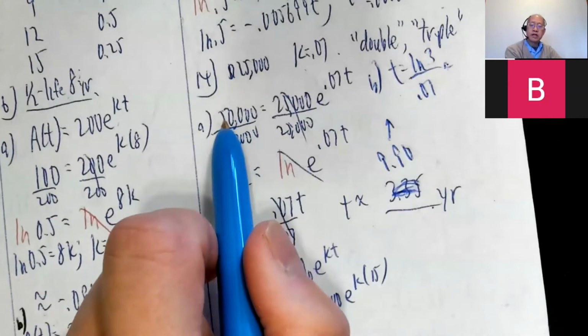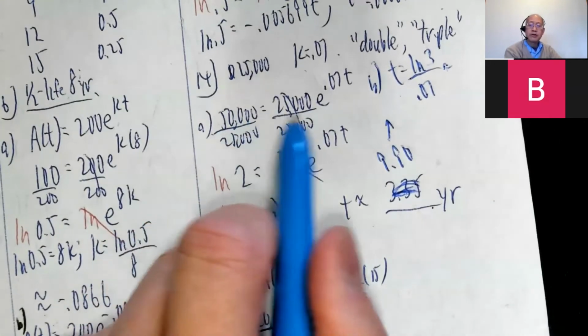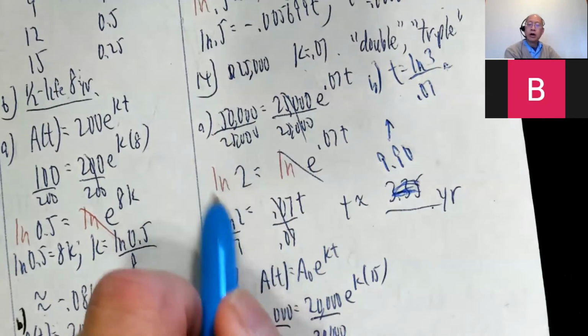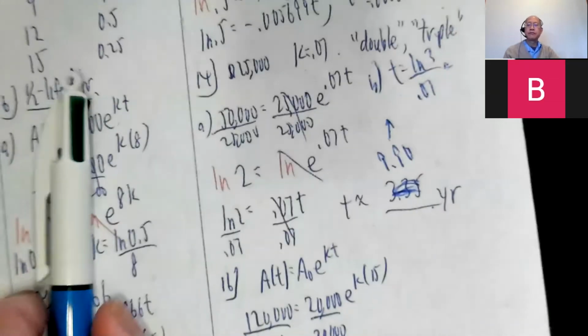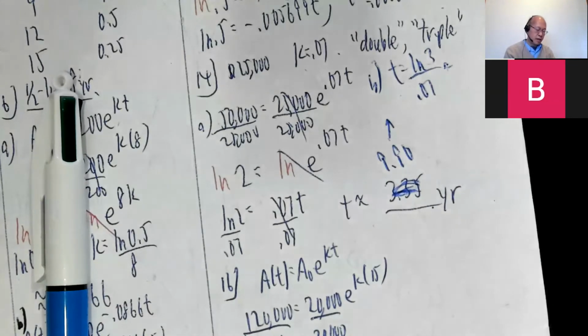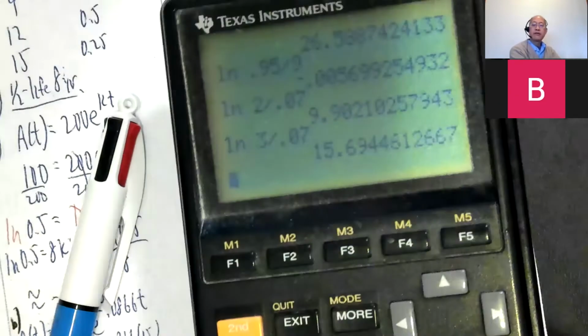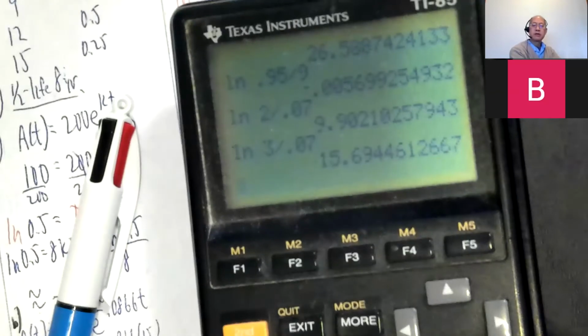So triple, you would put 75,000 here. After you divide, you have a 3 on the side. All the algebra is exactly the same. Instead of ln2, you have ln3. And what is that? ln3 divided by 0.07. 15.69 years.